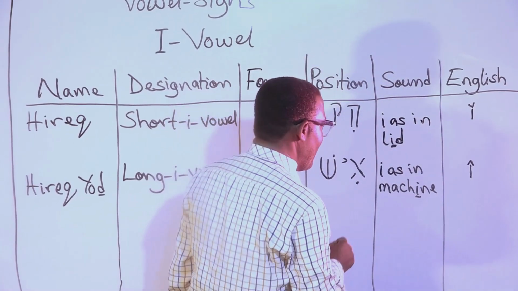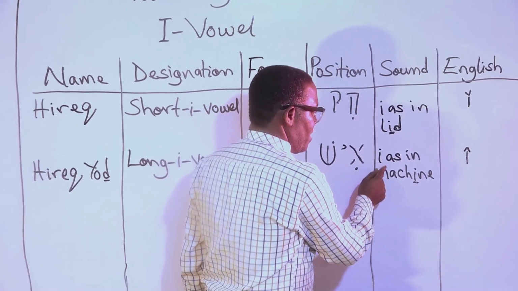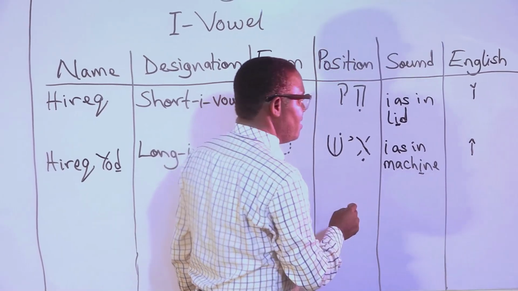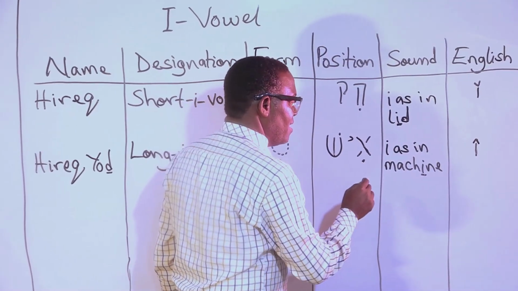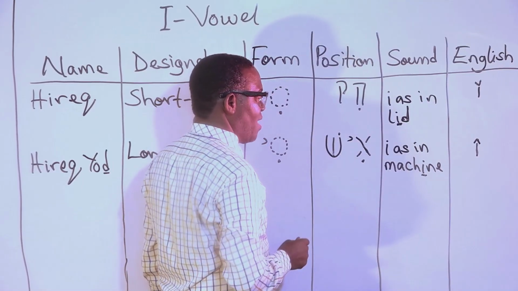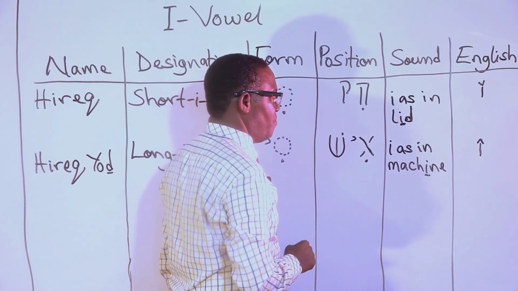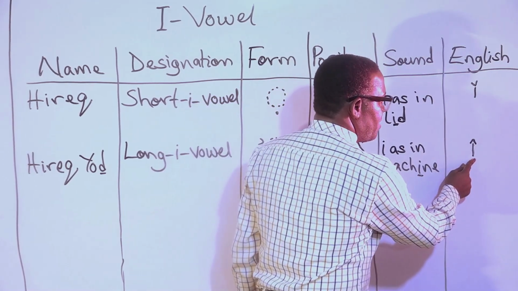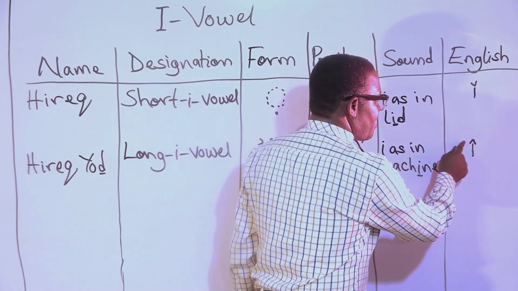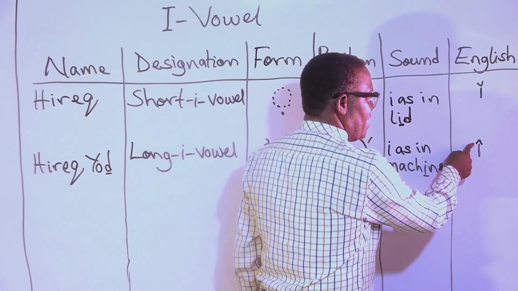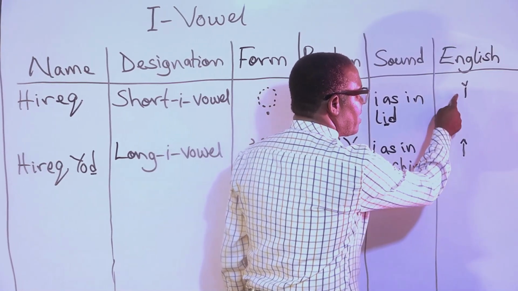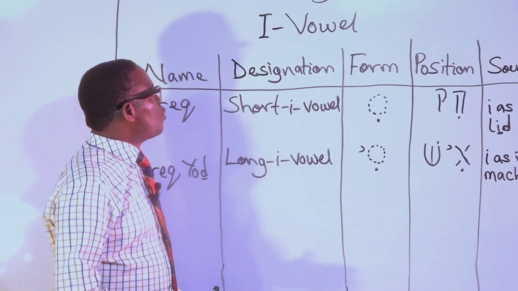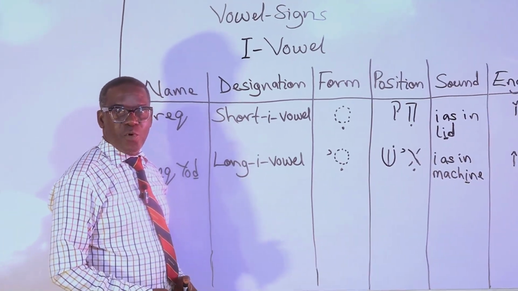And erect yod sounds as E, as we pronounce it in machine. In this pronunciation now, it's pronounced as each. And in English representation, this is the form, and this sign will be on top to show that it is erect yod, not a simple erect. This is what we have in I vowel.